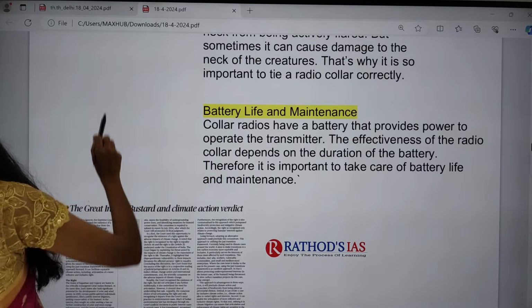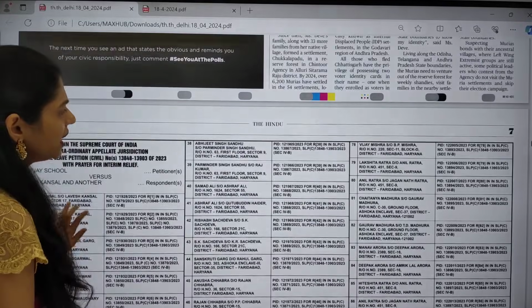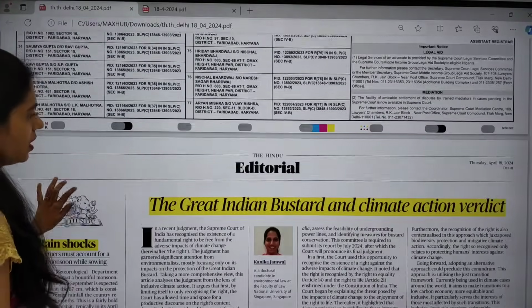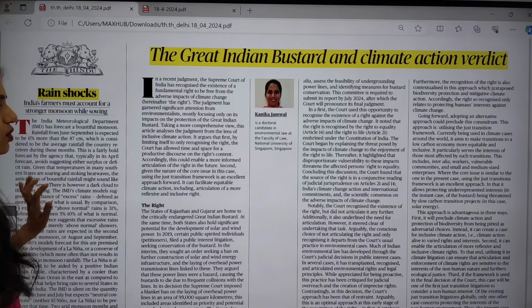And now let us move on to the next topic. You can directly move on to the editorial page itself. Yes, in the editorial page there are important articles.